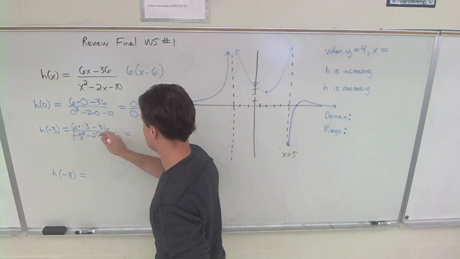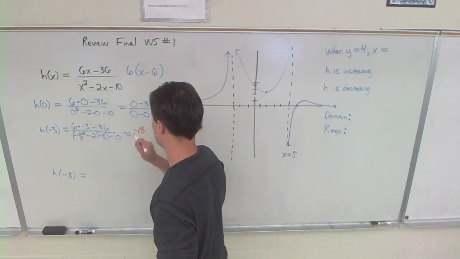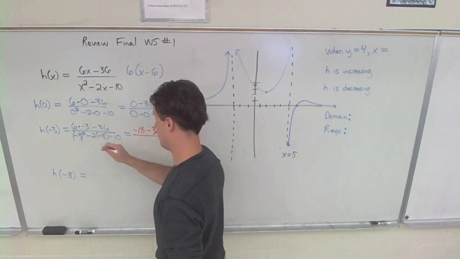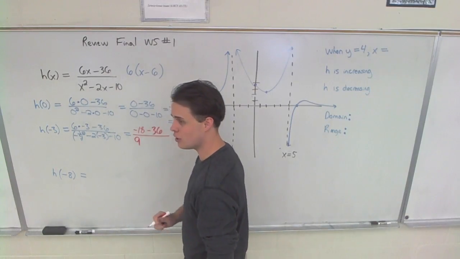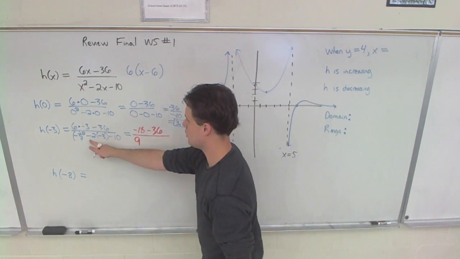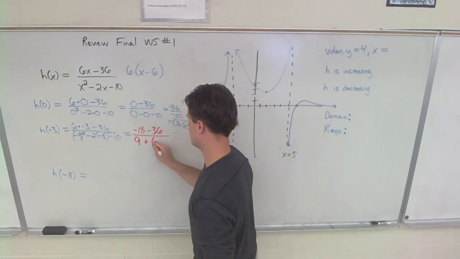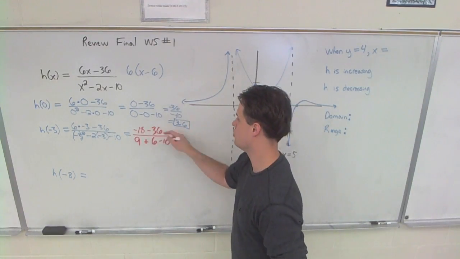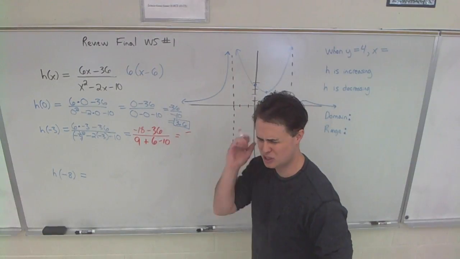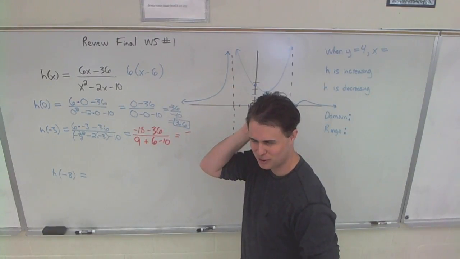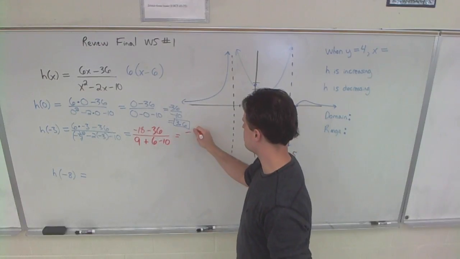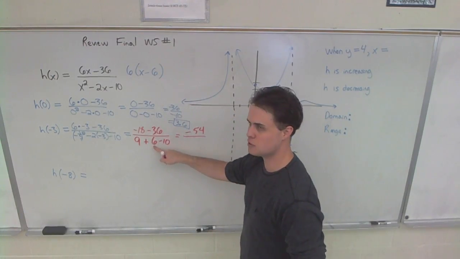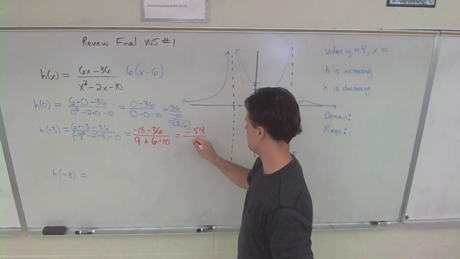So let's see, 6 times negative 3 is negative 18. Minus 36. It's going to be positive 9, not negative 9. And the minus times minus is plus. Simplify, this is all negative, right? So you might need your calculator. What is 18 and 36? I might need my calculator. It's negative 54? Thanks. And then we've got 9 and 6 is 15, minus 10 is 5.